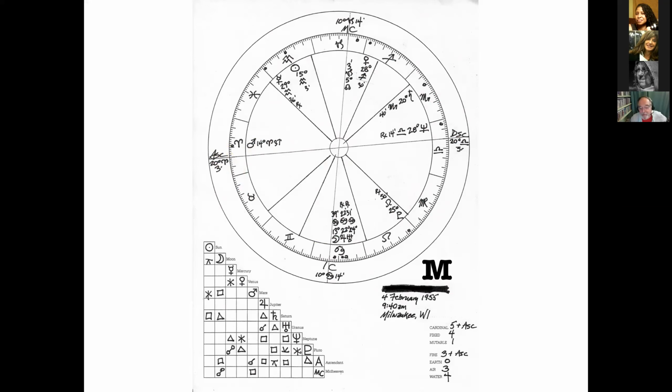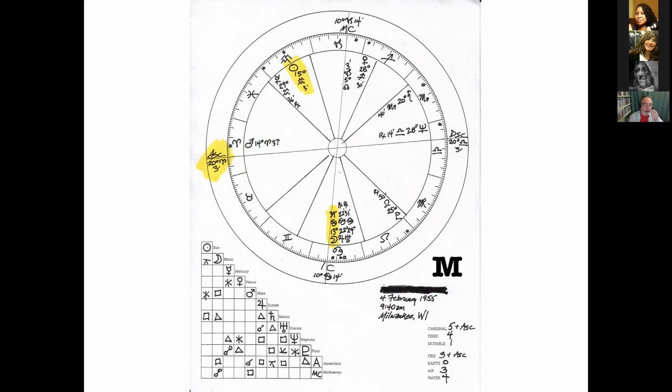He was born on the 4th of February, 1955. The rest of the data is there. At first glance, nothing in particular stands out to me. There's some sort of spread around a bit. So the next step is highlighting the sun and the moon and the rising sign.